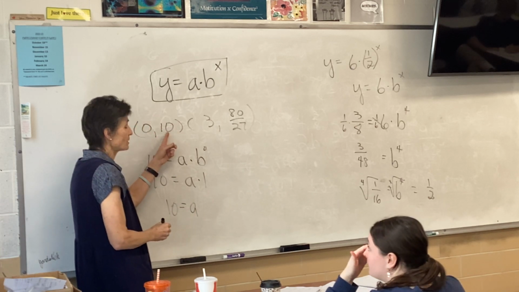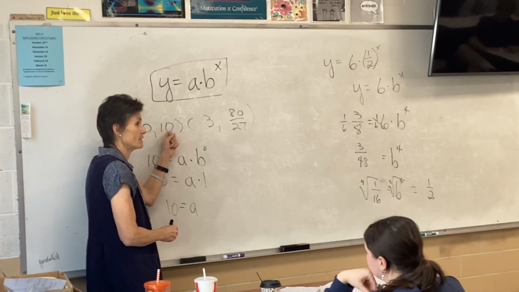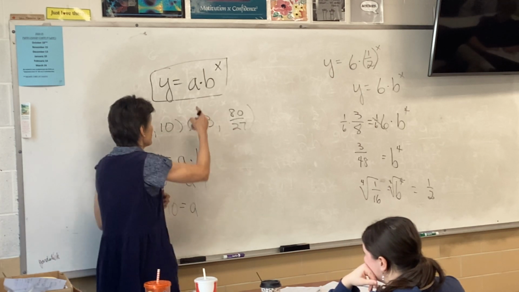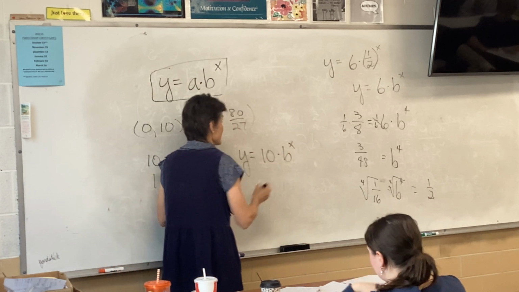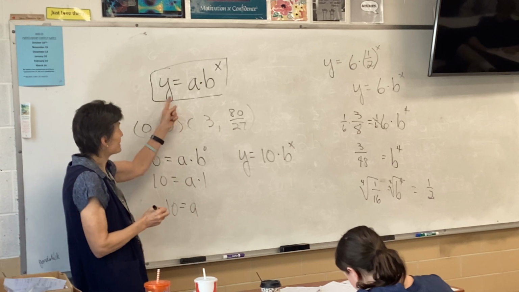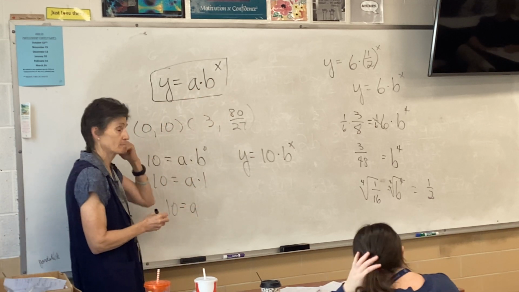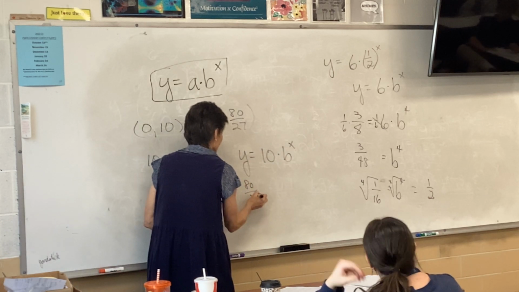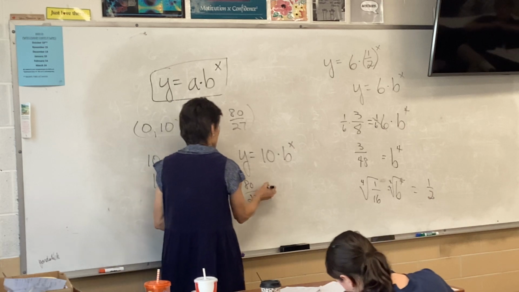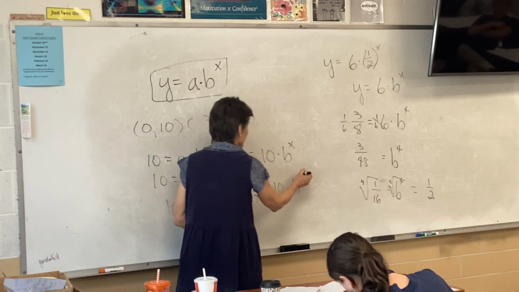A is always gonna be the y-intercept, the number that's attached to the 0. The initial value is always gonna be the y-intercept. So I'm starting now with 10 times b to the x. Y equals 10 times b to the x. So 80/27 equals 10 times b to the 3rd.